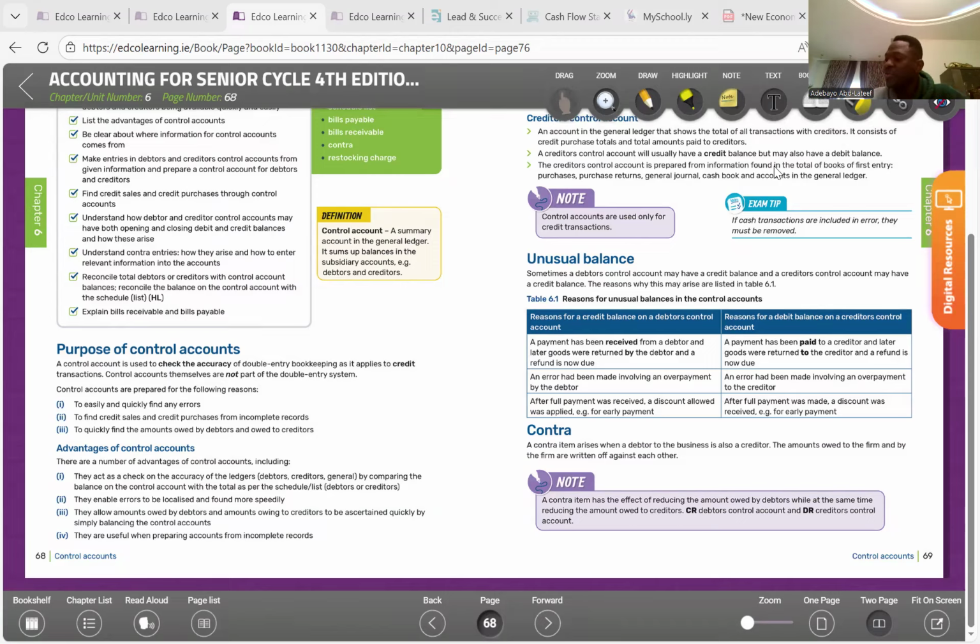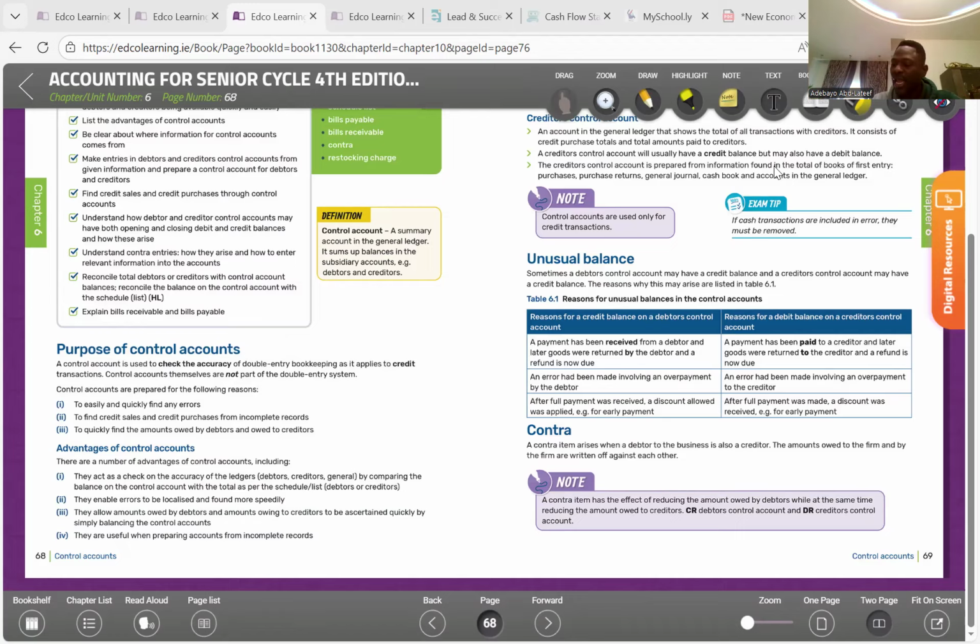So for contra entry, a contra item arises when the debtor to the business is also a creditor. So it simply means it's your debtor, but it's as well your creditor. So it means the value on the debtor's account will knock off the value of the creditor's account. Let's say a transfer from the debtor to the creditor's account. So you're going to have the contra entry on the credit side of your debtor's control account, and you're going to have it on the debit side of your creditor's control account. That's contra entry. It's going to be on both sides of the control account.